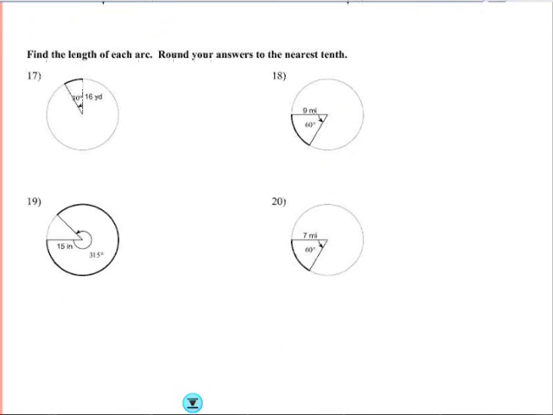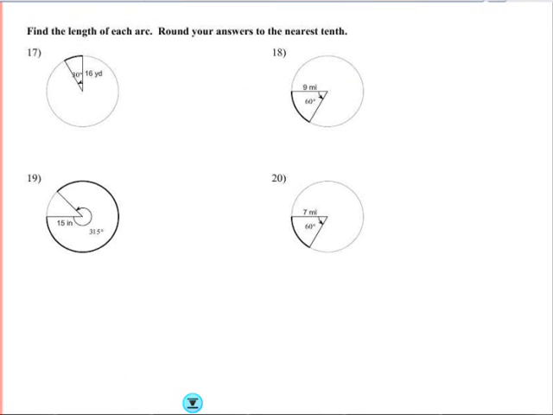Alright, now we are finding the lengths of arcs. Finding the length of arcs, I'm going to use a proportion to do this. So 30 over 360 equals the length of the arc over the entire length of the outside of the circle, which is the circumference. So that's 32 pi.